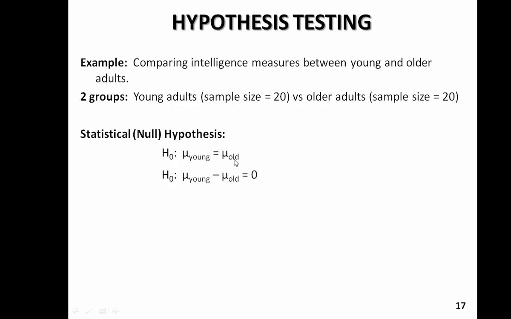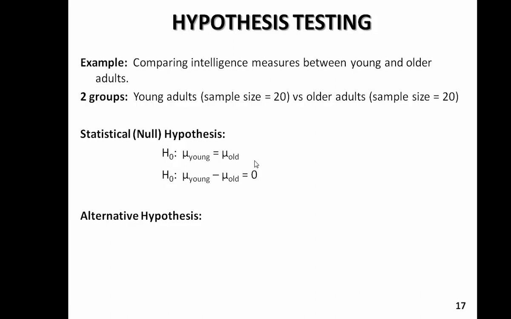Another way to state the null hypothesis is by transposing the average value of the population of older adults to the left-hand side of the equation, so that the difference in intelligence scores would mathematically be 0. The null hypothesis indicating 0 is always stated the same way, regardless of whatever research hypothesis has been stated.